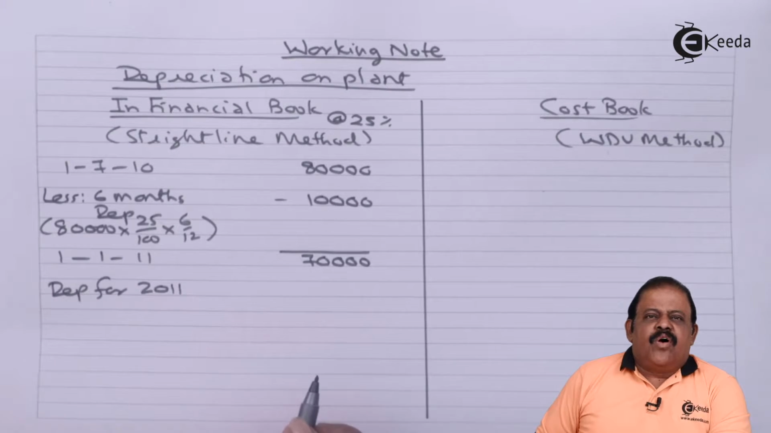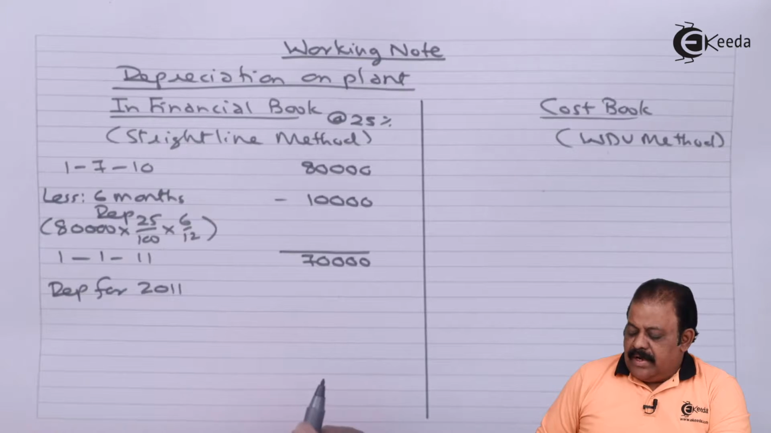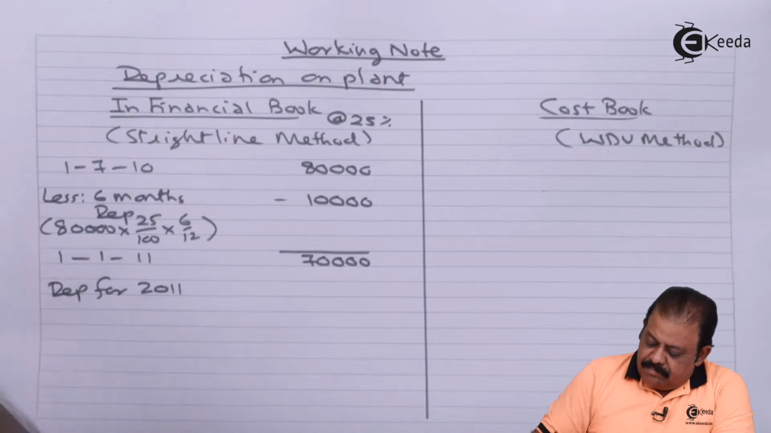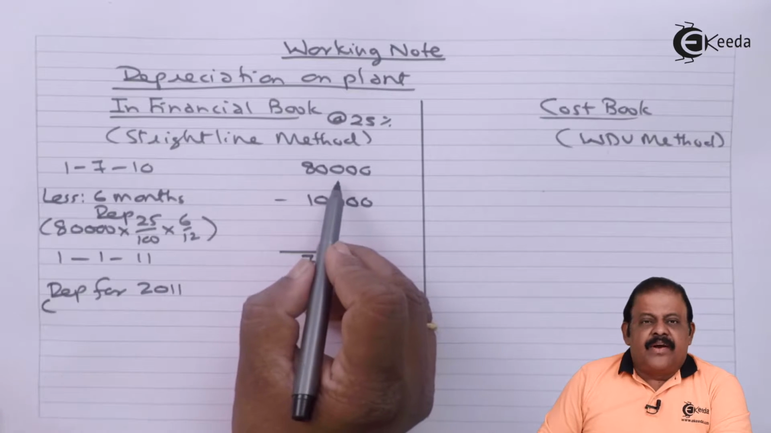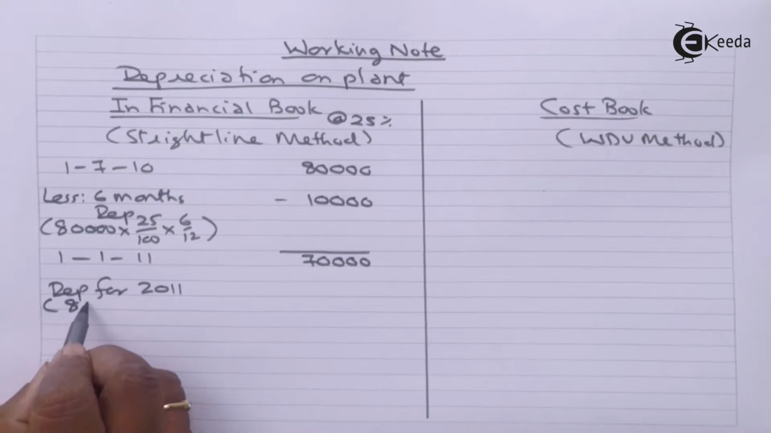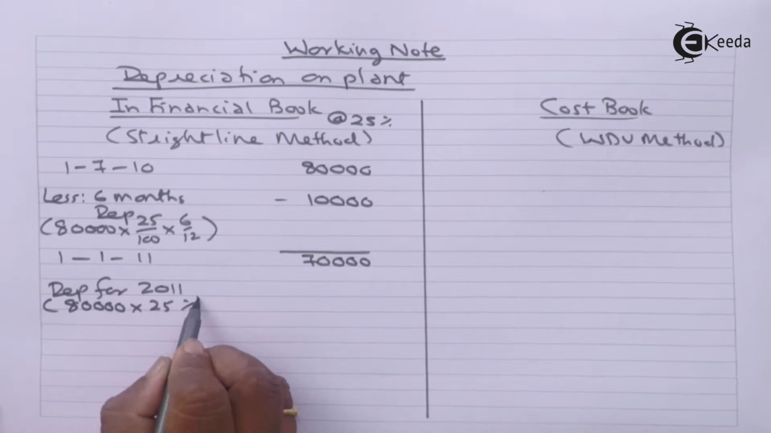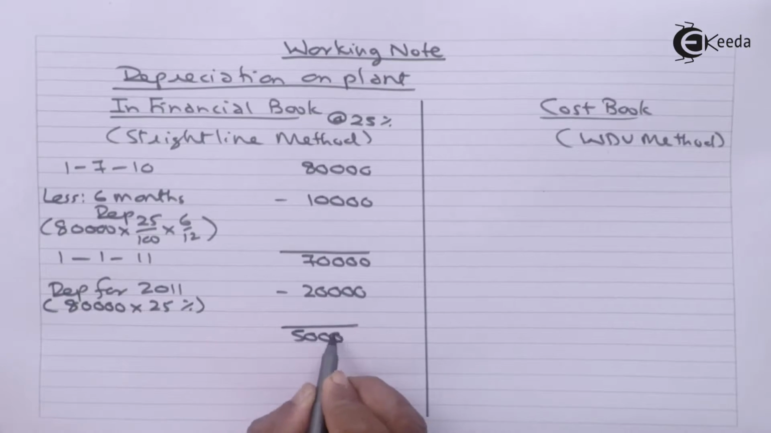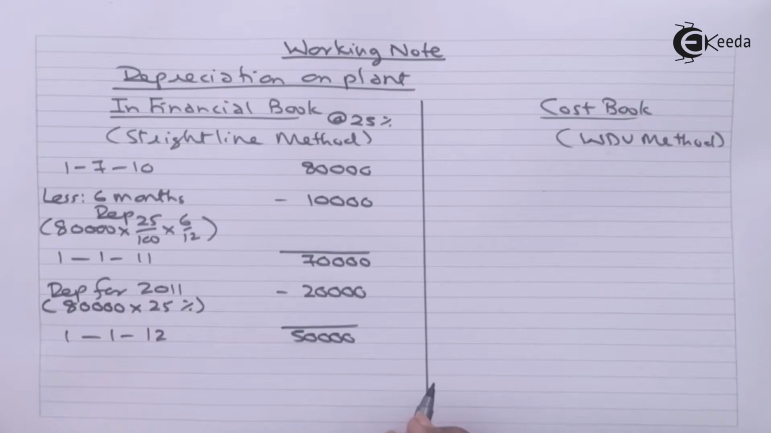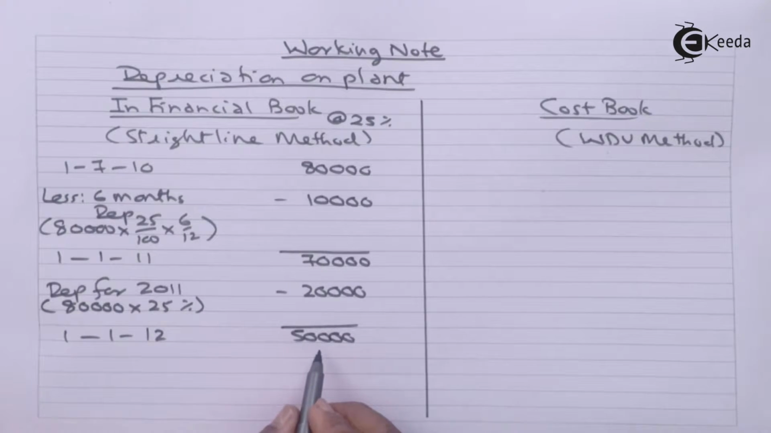Now depreciation for full year 2011, it will be on straight line basis, so it will be calculated on original cost. So it will be 20,000. So on 1st January 2012, written down value will be 50,000.